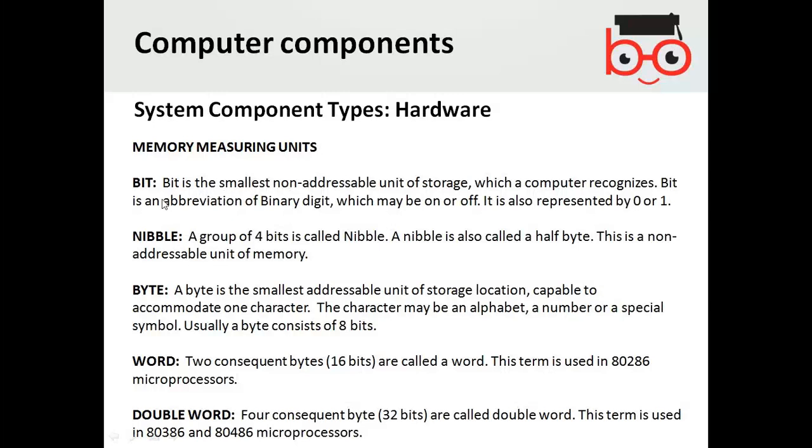If you are using 2 bits, you can communicate 4 signals. If you are using 3 bits, you can communicate 8 signals. If you are using 4 bits, you can communicate 16 signals. If you are using 5 bits, you can communicate 32 signals. So the bits are the building blocks.